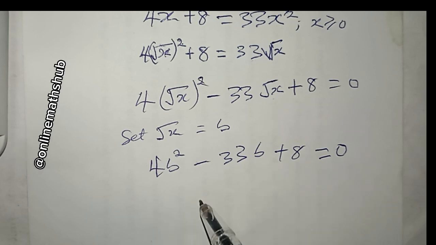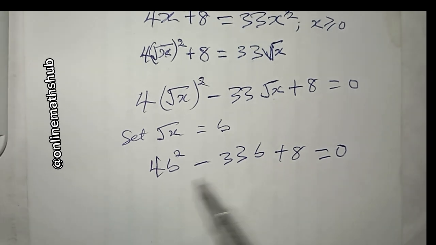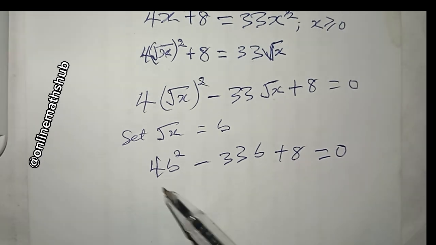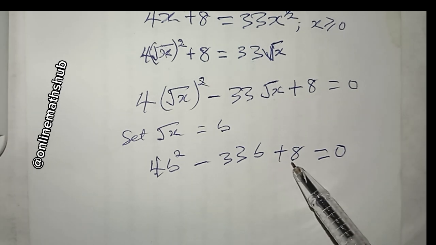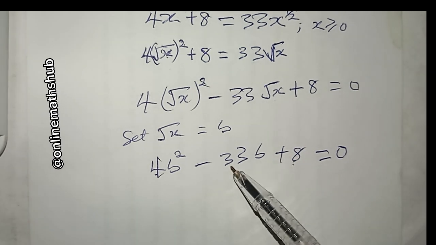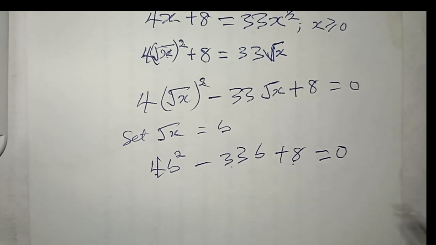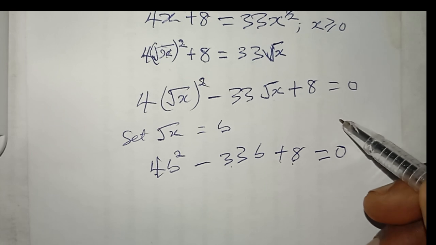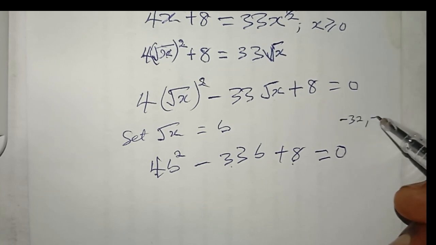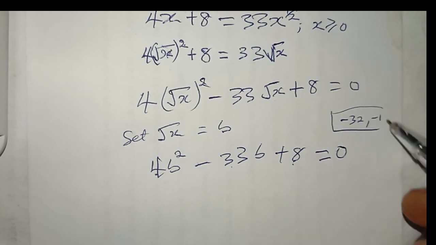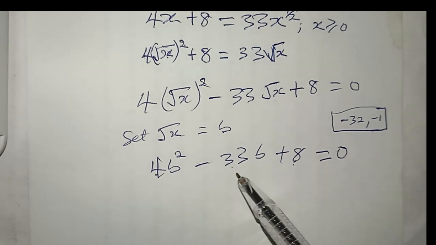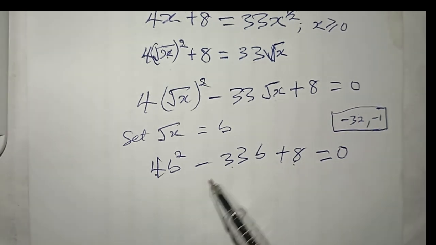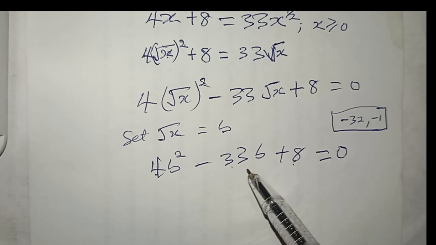So you can see that it is factorizable. I'm going to find two numbers that when I multiply them, I get 32. That is 4 times 8, 32. And when I sum those two numbers, I get negative 33. Of course, the two numbers are minus 32 and minus 1. When you multiply these two numbers, you get positive 32, and when you add them, you get negative 33.